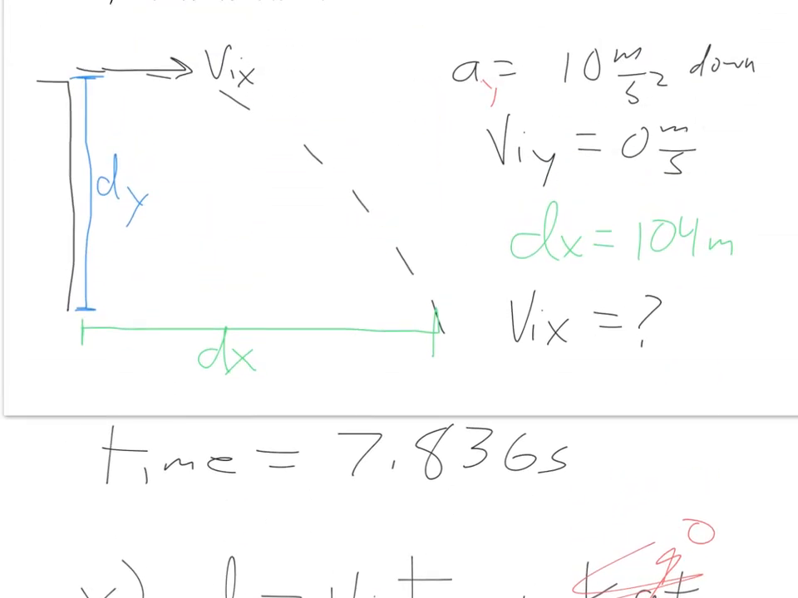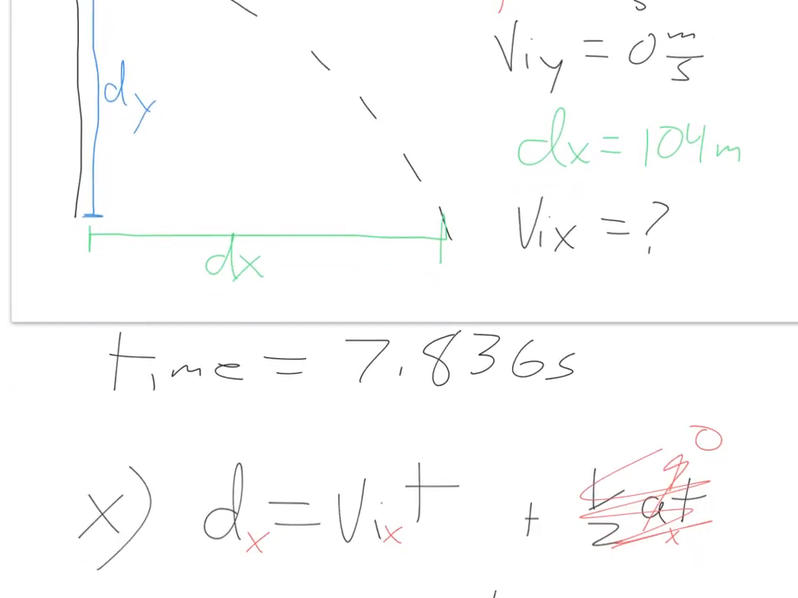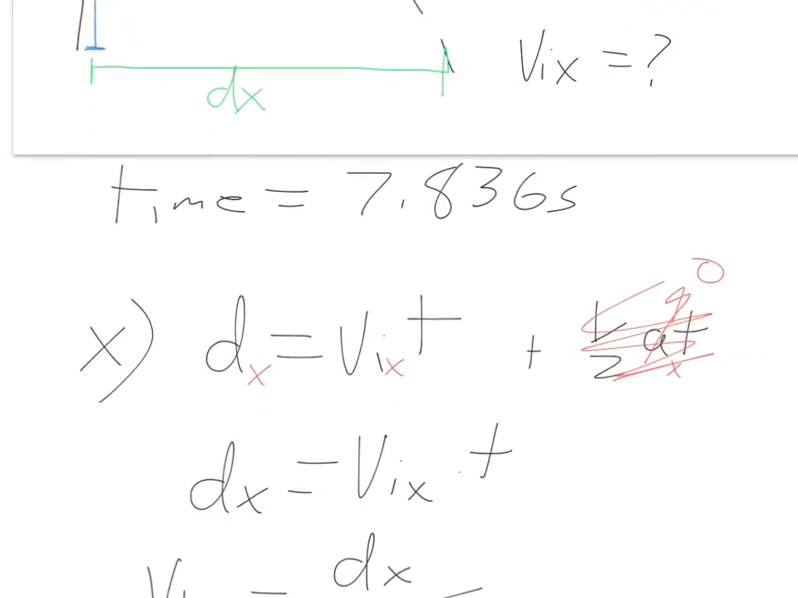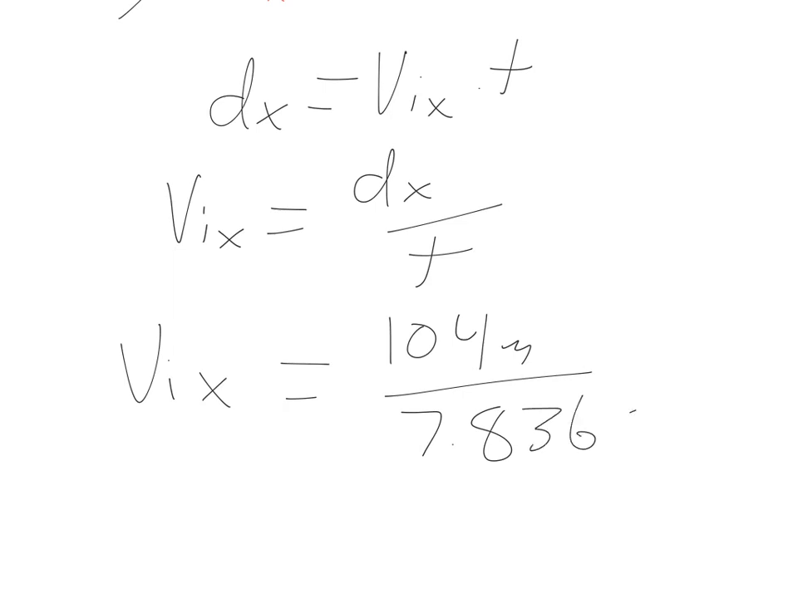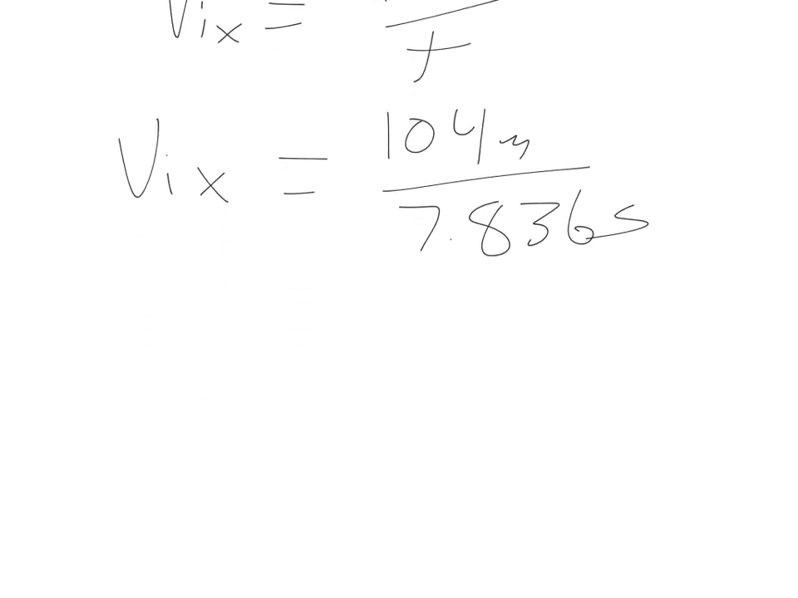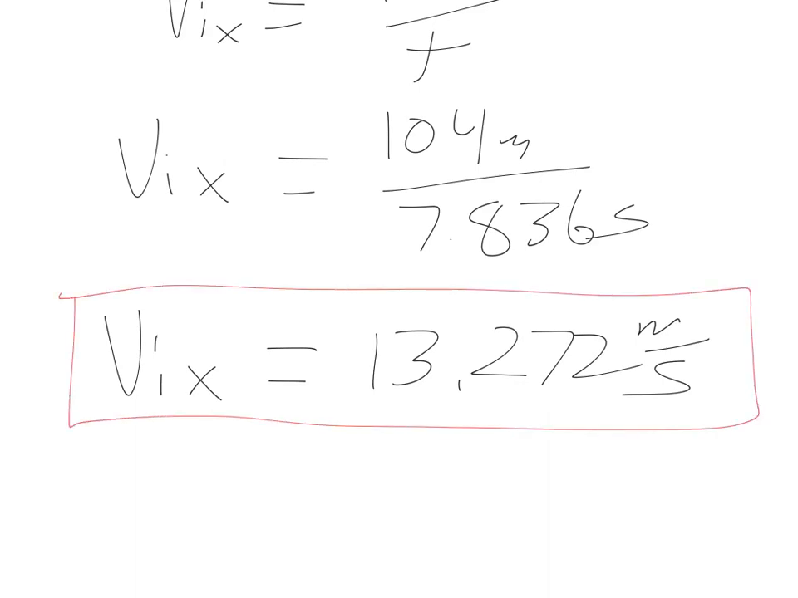Looking back at my picture, my range or my DX is 104 meters. I know this because it's in the given information. The time we solved for in part one is 7.836 seconds. So all we have to do is plug it into velocity is equal to distance over time, where we're just being mindful of the direction. VIX is equal to 104 meters divided by the time of 7.836 seconds. Throw that in your calculator, and I already have VIX is equal to 13.272 meters per second. And so how fast was this ball thrown off this cliff? At 13.272 meters per second.